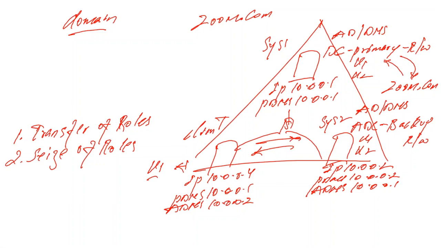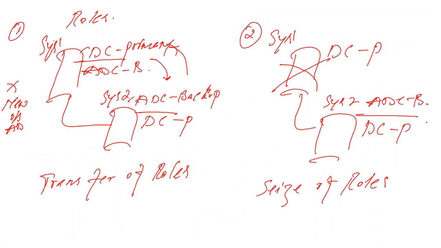We have some commands, easily we can type these commands, we can make DC to ADC and ADC to DC, right? But what we are doing, by using transfer of roles, by using seize of roles, we are making DC to ADC and ADC to DC. But what are we using? We are using what here?